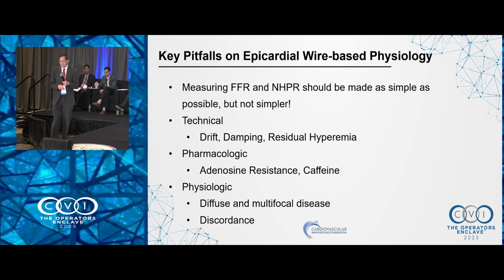So, in summary, the key pitfalls in epicardial wire-based physiology are technical issues: drift, damping, residual hyperemia; pharmacologic issues with adenosine resistance and caffeine; and then physiologic issues: diffuse and multifocal disease, and discordance. Measuring FFR and iFR should be made as simple as possible, but not simpler.